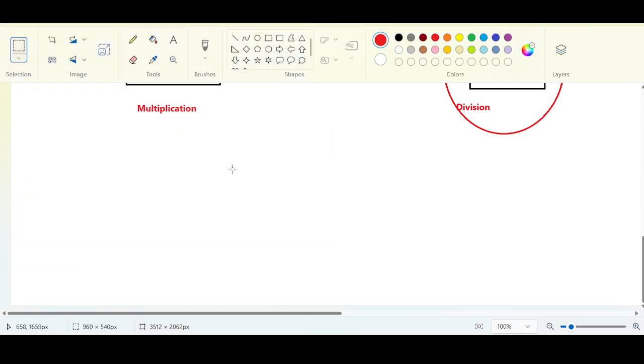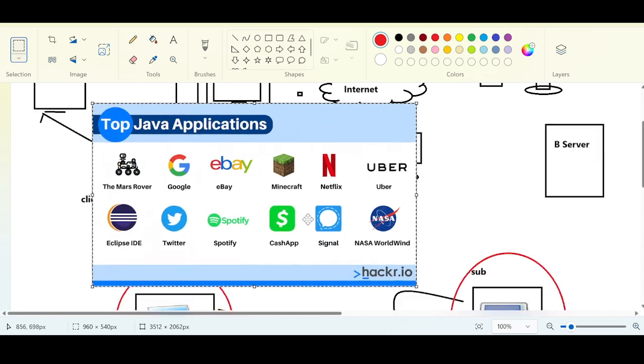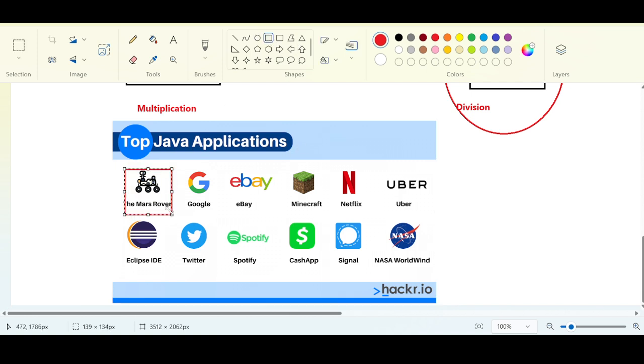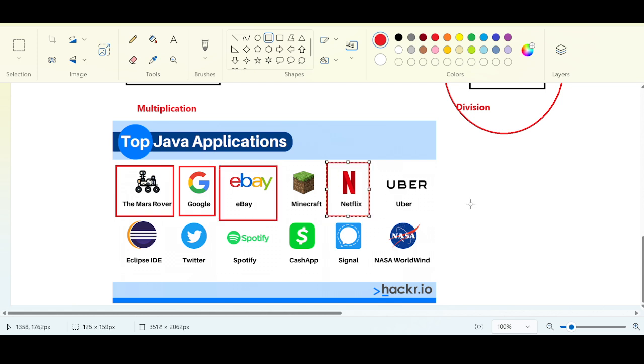So if you see, these are the top Java applications. You have the Mars rover. You know what is Mars rover? The NASA people have sent a satellite to Mars. Okay, the internal programming is what? Java. Google is using Java for the limited edition, and eBay you have. Netflix, very popular streaming platform. Uber, Java. NASA, Java. So these are the major apps.